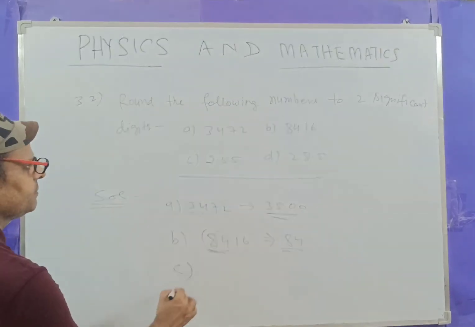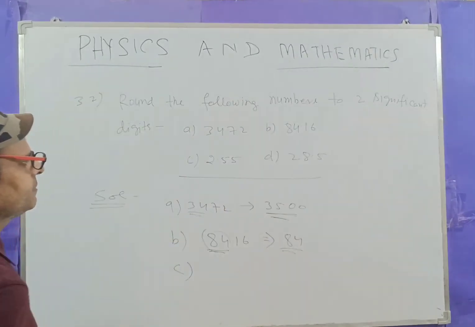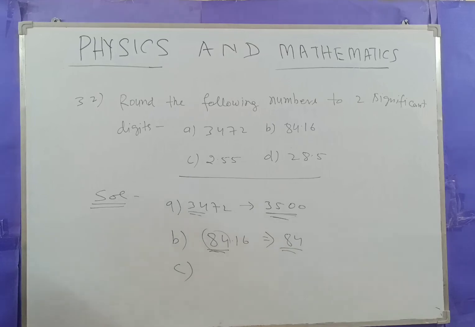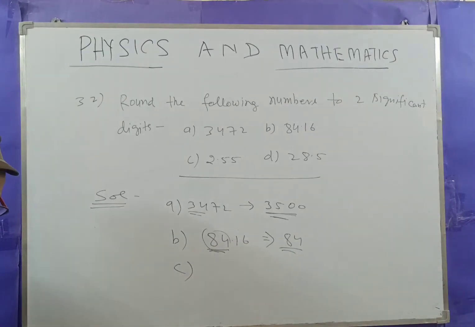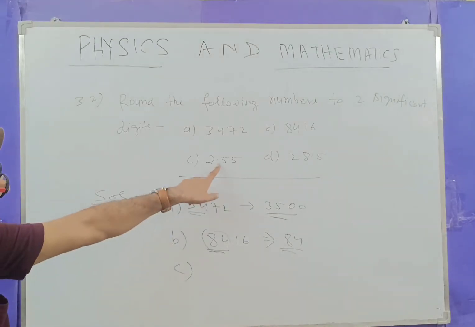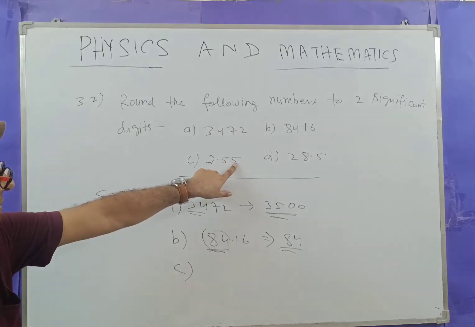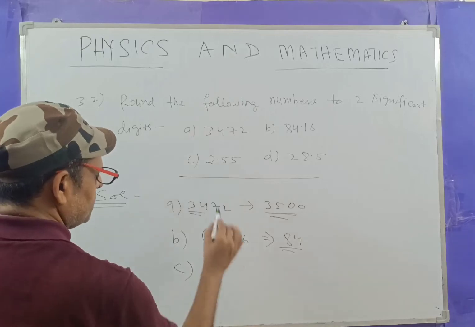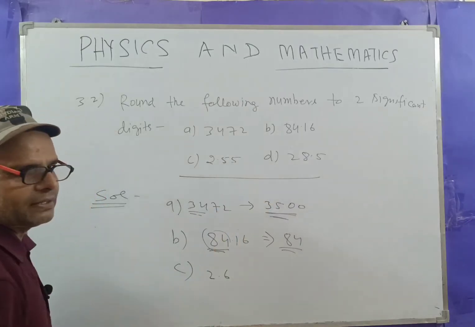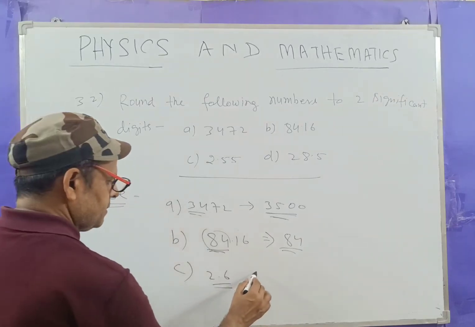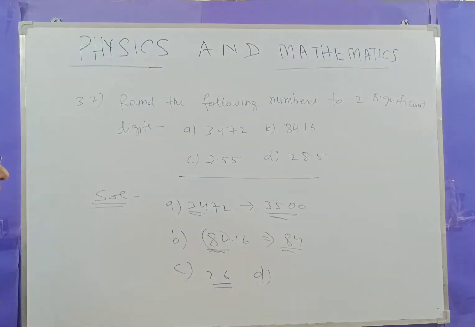C: 2.55. Think over this. What would be the value of 2.55? It is a repeated number, and we have to write 2 significant digits only. Here you can write 6, because 5 is repeated, and we have to write up to 2 significant digits only. So 2.6.